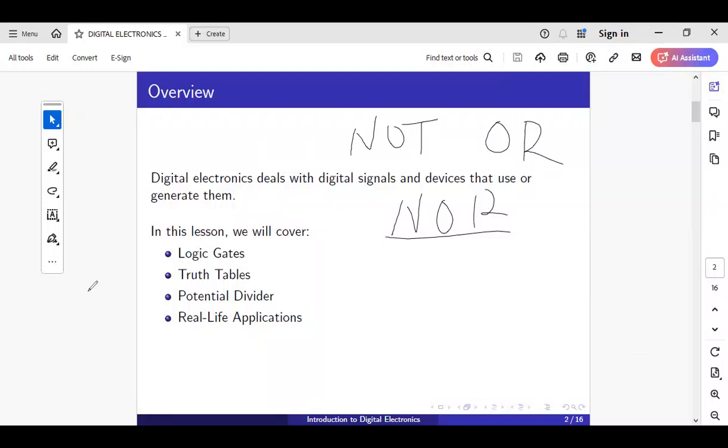NOR means the combination of NOT and OR. Who remembers what NOT means, to take us through? NOT gate means what?